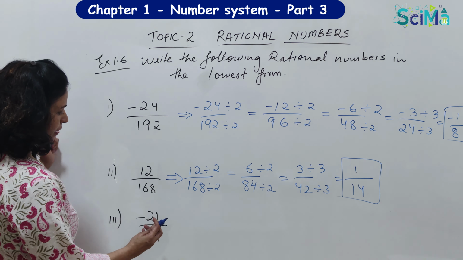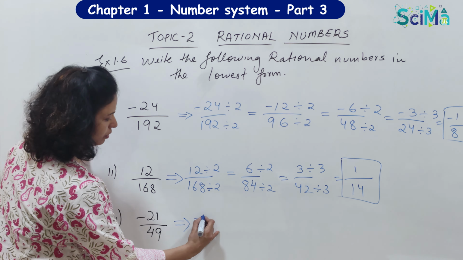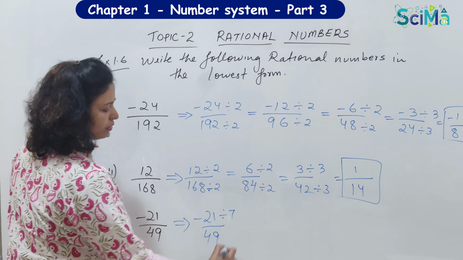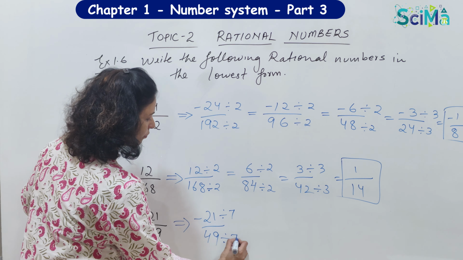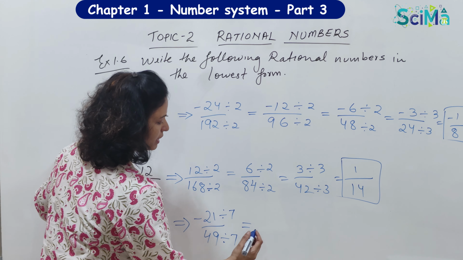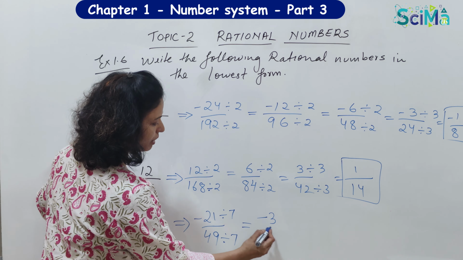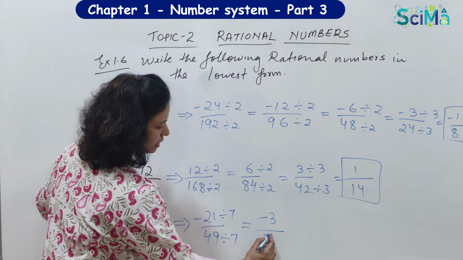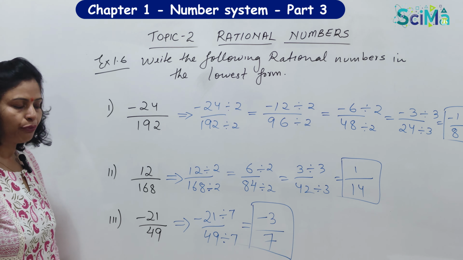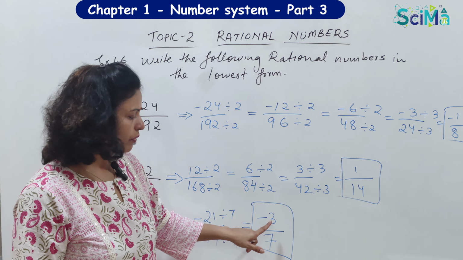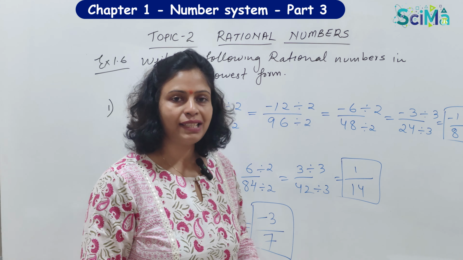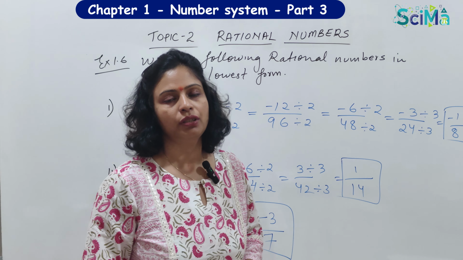Okay. Here if you see the last question, minus 21 by 49. Both are divisible by 7. If you remember the 7 table. I hope you remember the 7 table. So minus 21 divided by 7 is minus 3. So we have to retain this minus sign. 49 divided by 7 is 7. So this is the standard form of minus 21 by 49. See there is nothing common between 3 and 7. They are co-prime numbers. Okay. So this is the way we find the standard form or the lowest form of rational numbers.